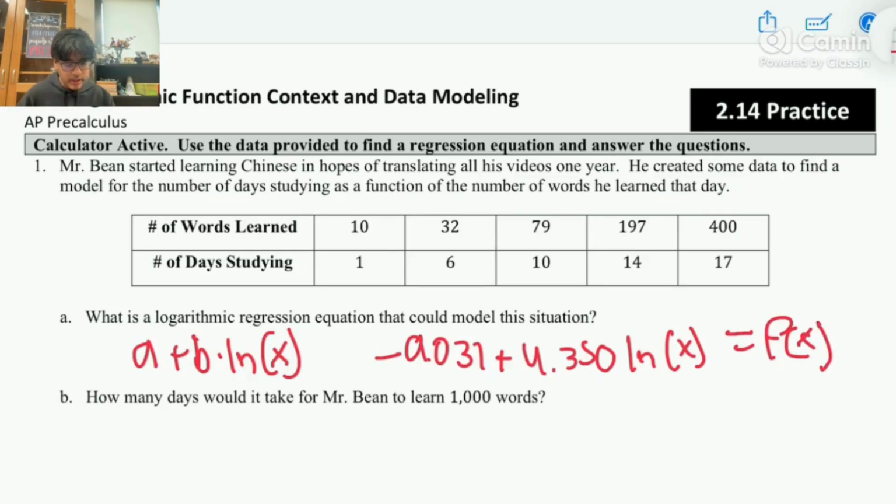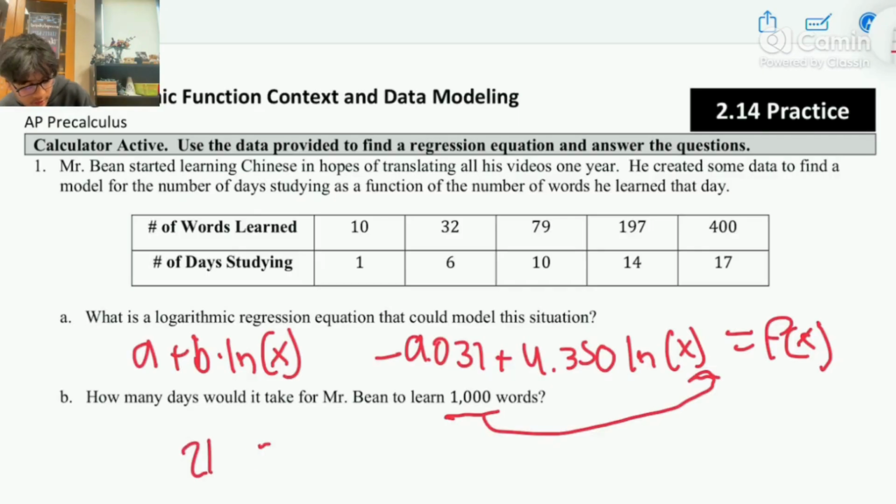So now we have this whole equation. We have 1,000 words. How many days would it take for Mr. Bean to learn 1,000 words? What would we do? All we have to do is plug in 1,000 for x. So let's do that on our calculators. And if we did that on our calculators, that would be about 21 days.